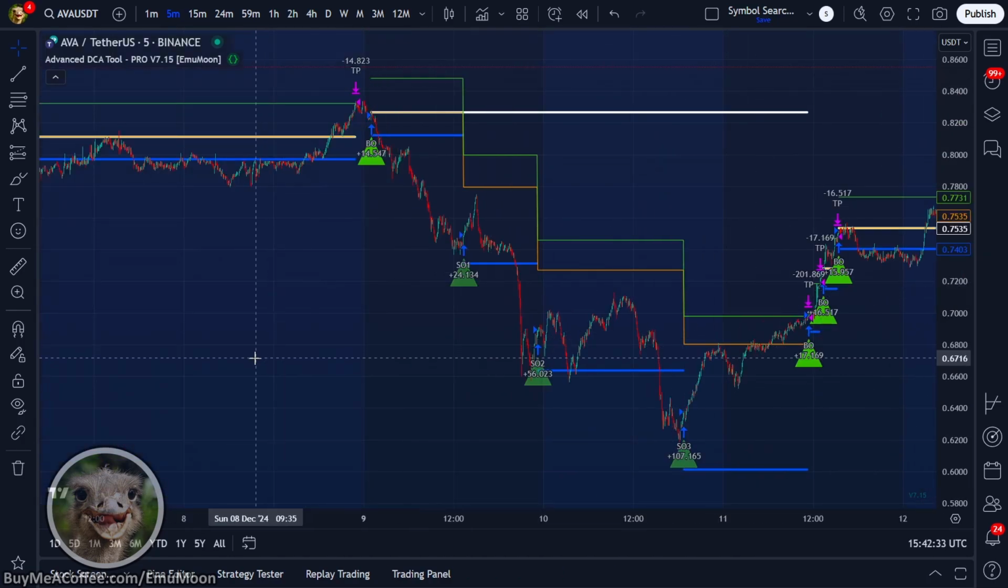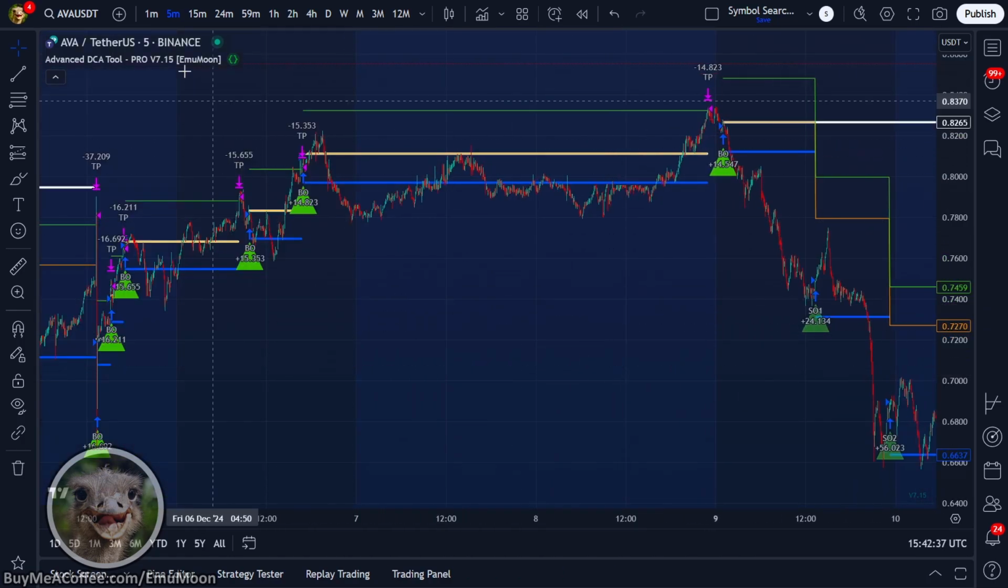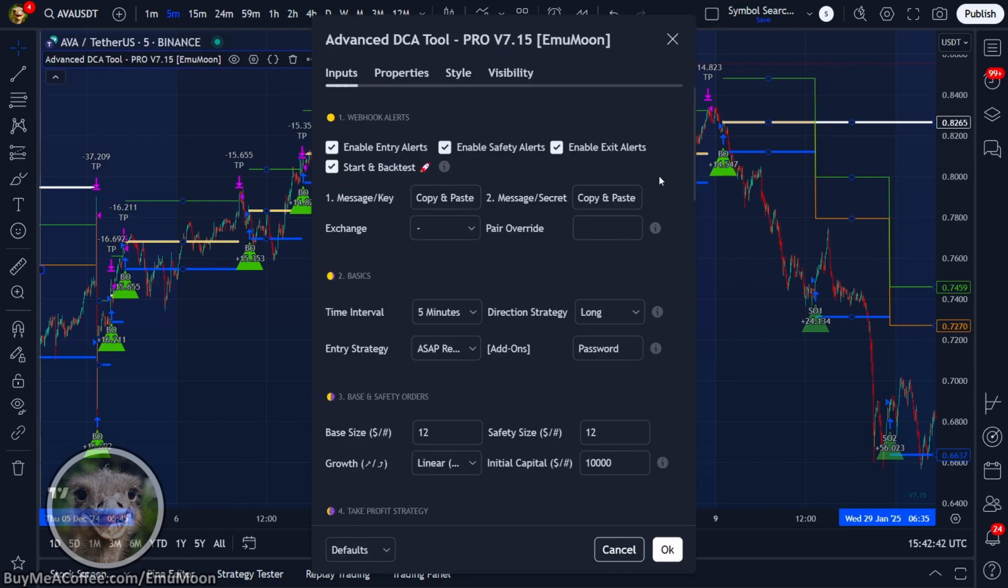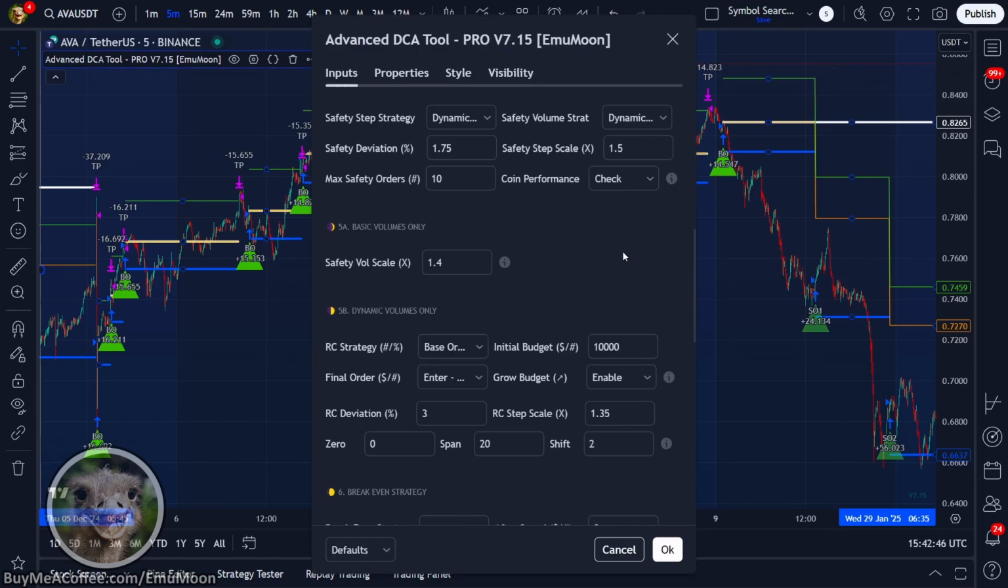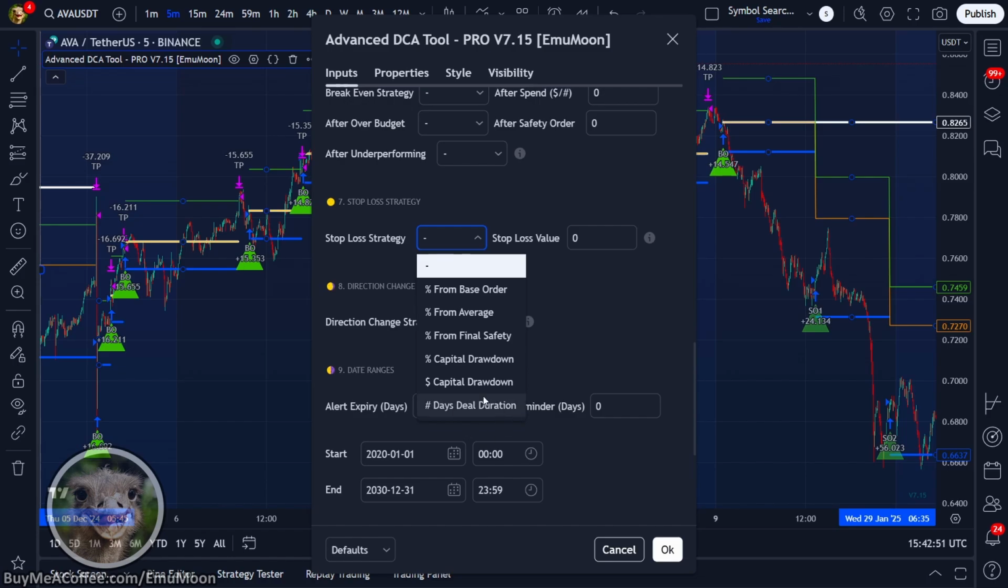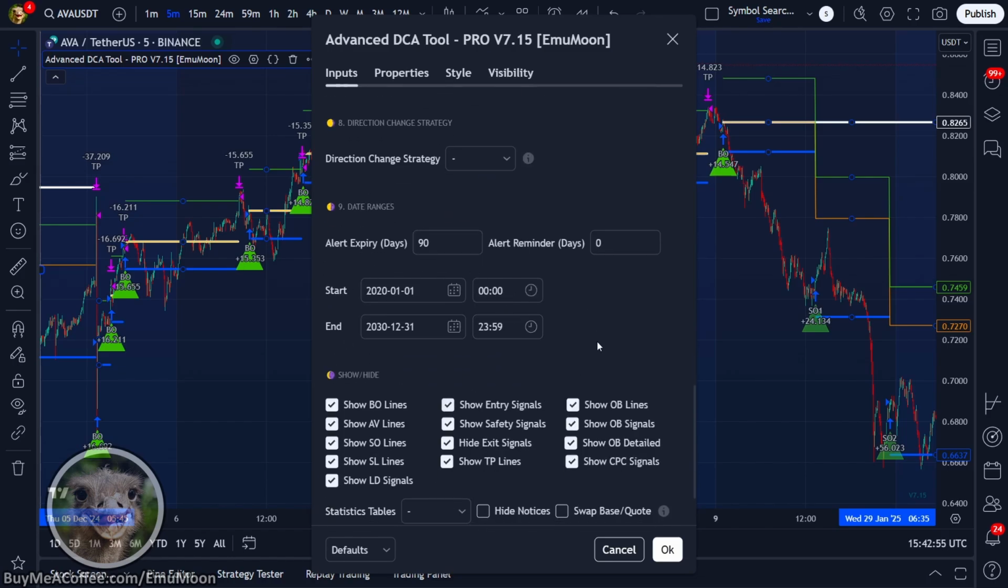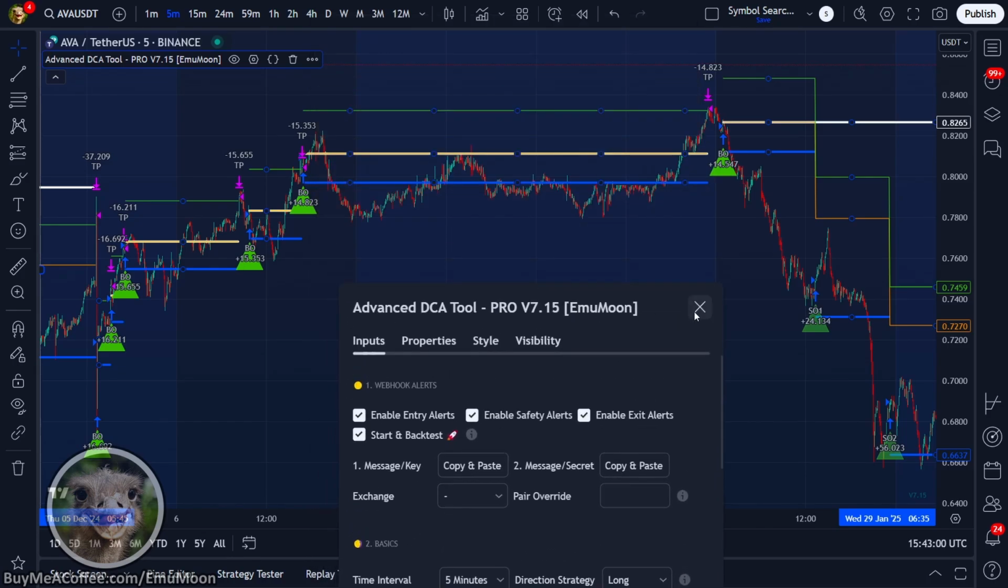Overall, I'm really impressed with the level of performance from the Advanced DCA tool and how it's grown and evolved over time. Not to mention the support from our excellent community who've brought forward a wealth of valuable ideas, trading insights, and knowledge. But yeah, that's pretty much it for this update.